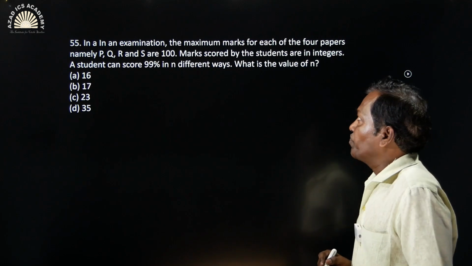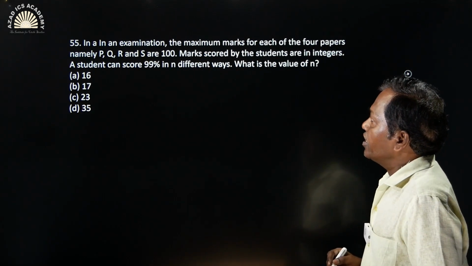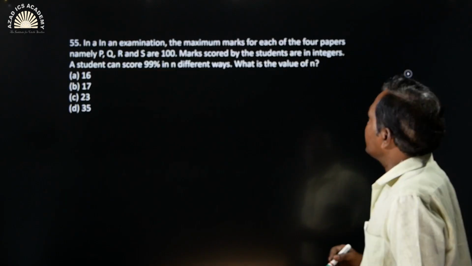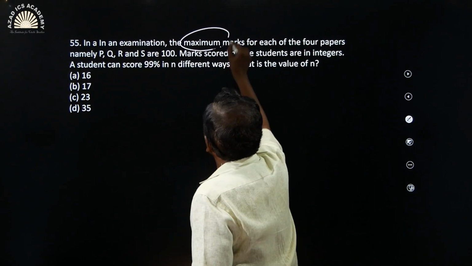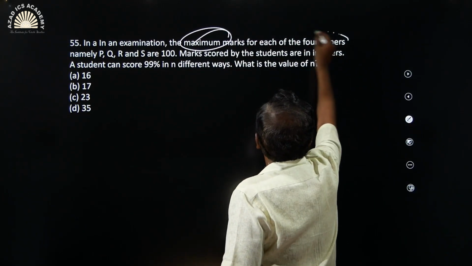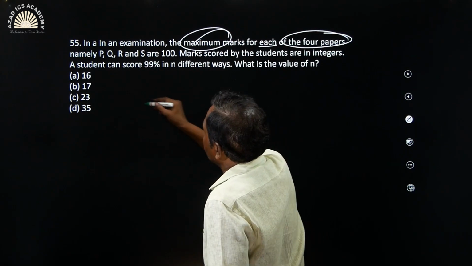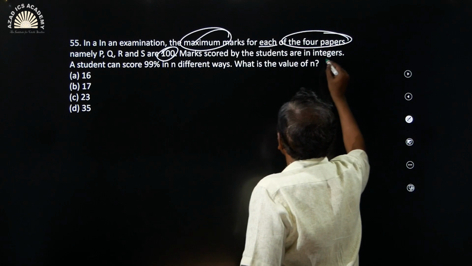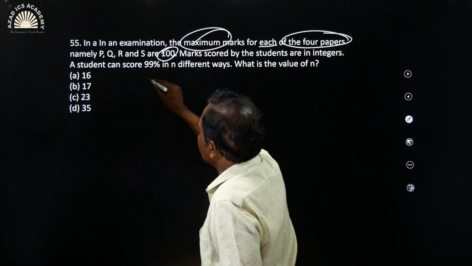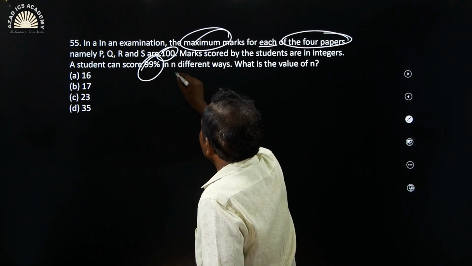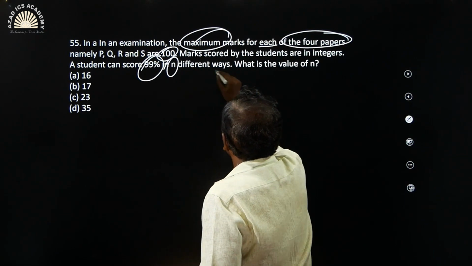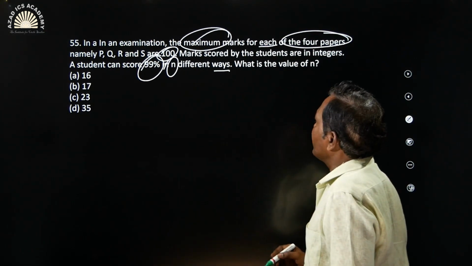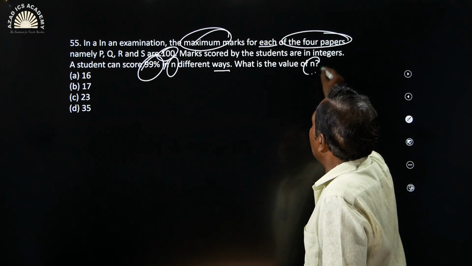See the question number 55. In an examination, the maximum marks for each of the 4 papers P, Q, R, S are 100. Marks scored by the students are integers. A student can score 99% in n different ways. What is the value of n?